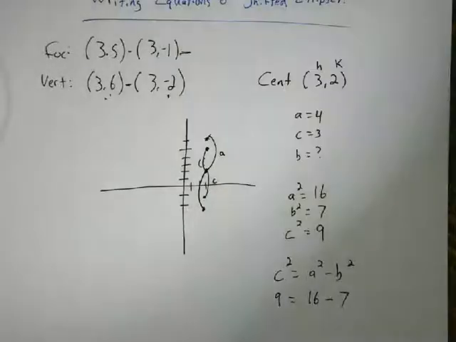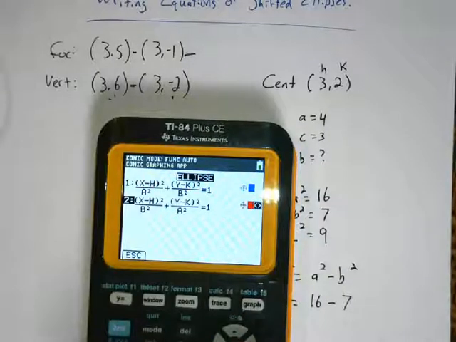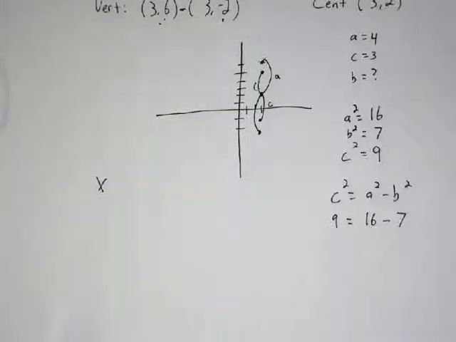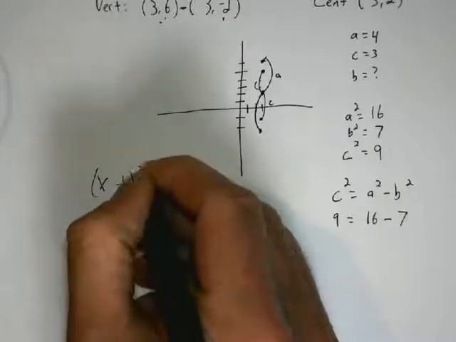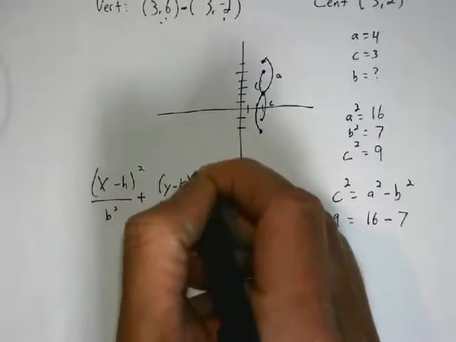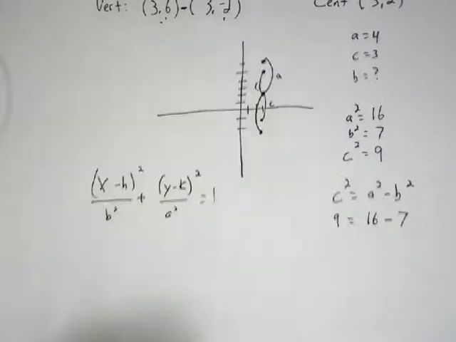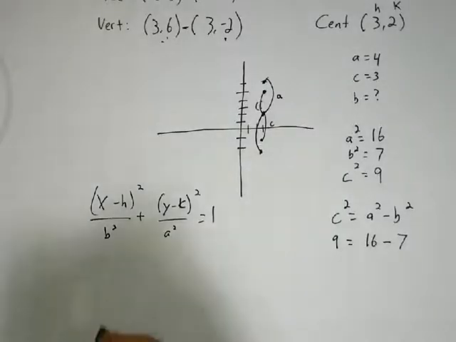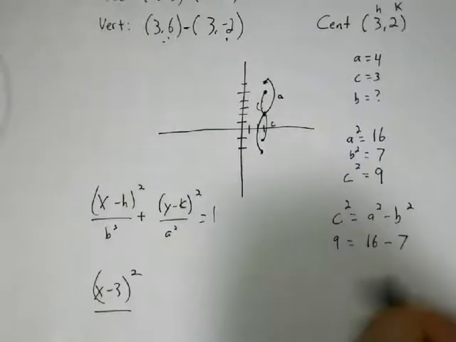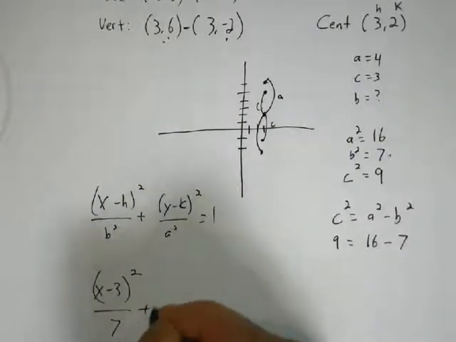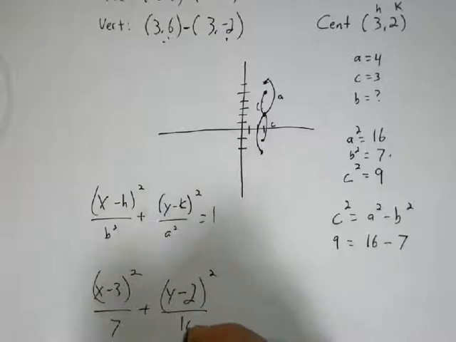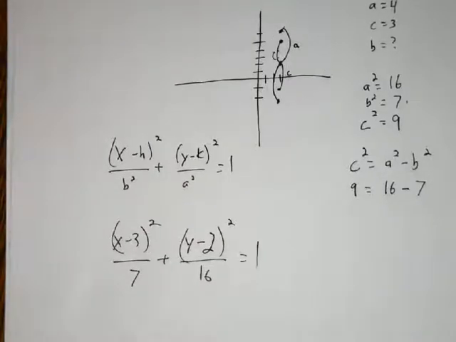Okay, so again, we'll go back and we'll look at our formula. It's got to be stretched up and down, so it's going to be the vertical. Sorry, maybe so you can see it. X minus H quantity squared over B squared plus Y minus K quantity squared over A squared is 1. Fill in the blanks. Our H and K are 3 and 2, so it's X minus 3 quantity squared over 7 plus Y minus 2 quantity squared all over 16 is 1. And there's our value.